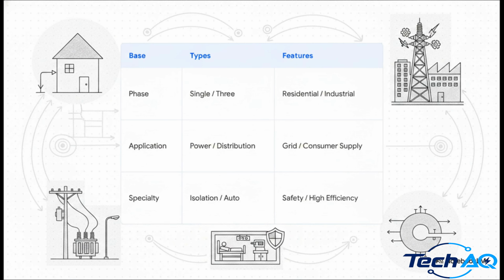Based on the phase, we have single-phase setups for our homes and massive 3-phase ones for giant factories. Based on application, you've got giant power transformers humming at generating stations and much smaller distribution transformers right on your local street. And for specialties, we use isolation transformers in places like hospitals for absolute safety, or highly compact auto transformers to regulate voltage super efficiently in a single winding.